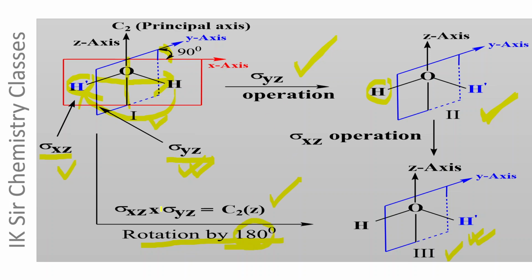It means sigma xz into sigma yz is equal to C2z operation. Here the symmetry operation sigma yz written on the right hand side is carried out first, followed by the symmetry operation sigma xz written on the left hand side.